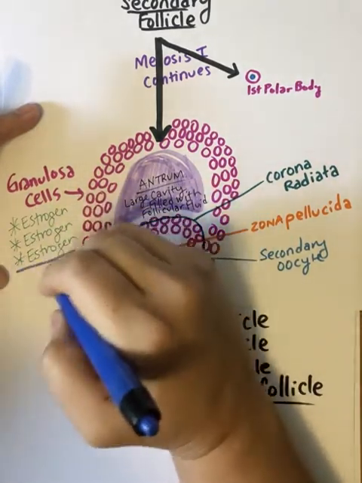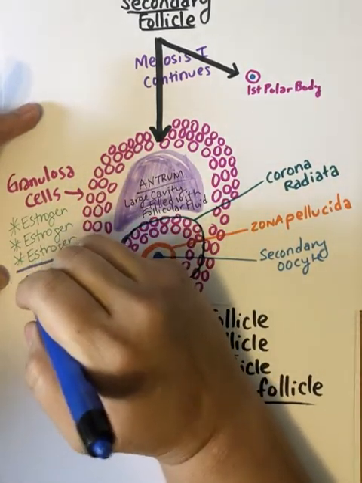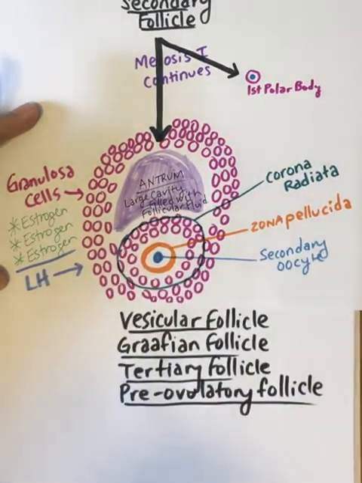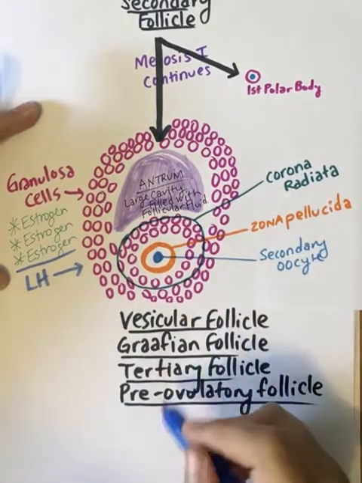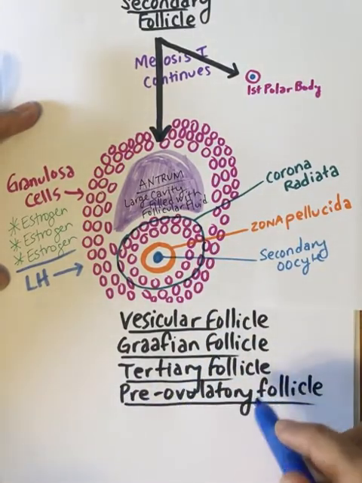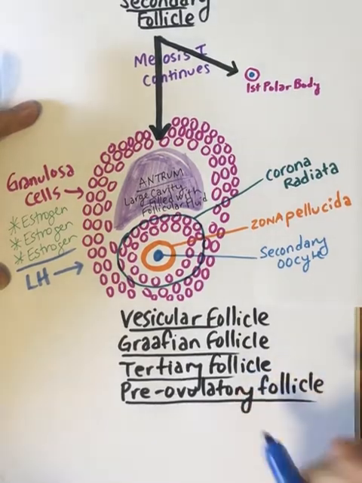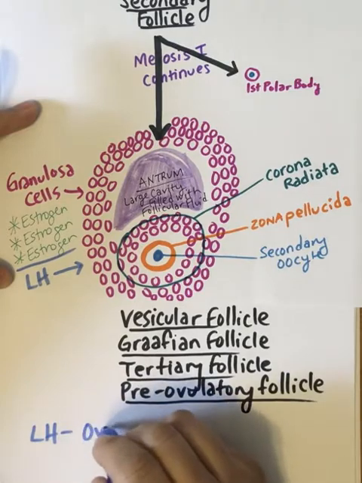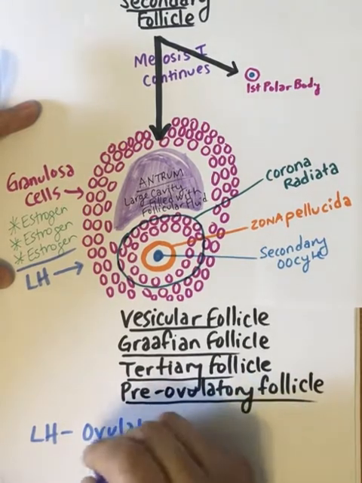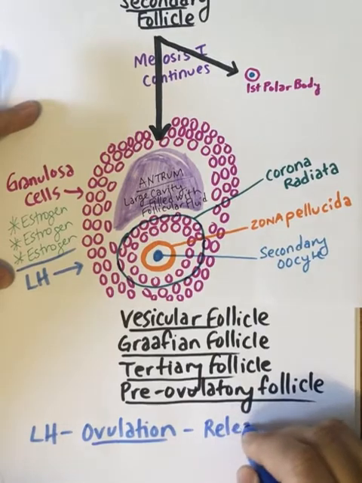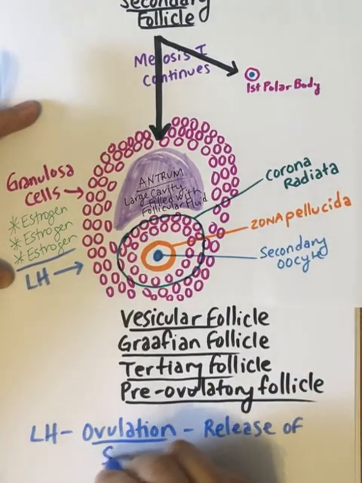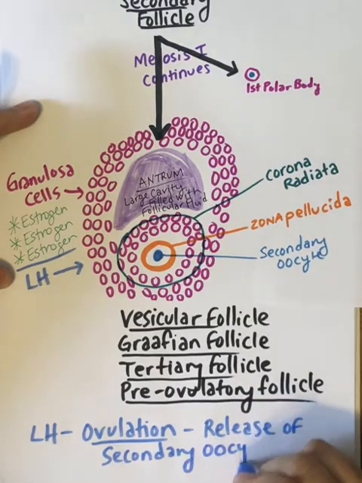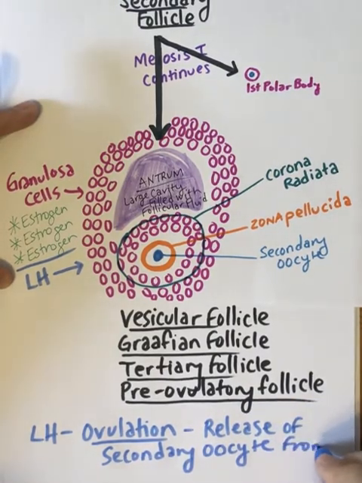High amounts of estrogen is going to stimulate luteinizing hormone from the anterior pituitary, which is going to make you ovulate. So that's why we call this pre-ovulatory follicle. So LH causes ovulation, and ovulation is literally the release of the secondary oocyte from the ovary.